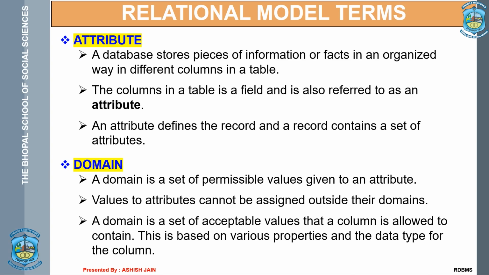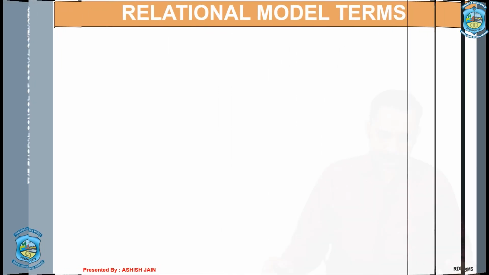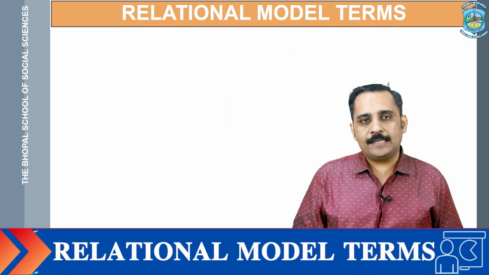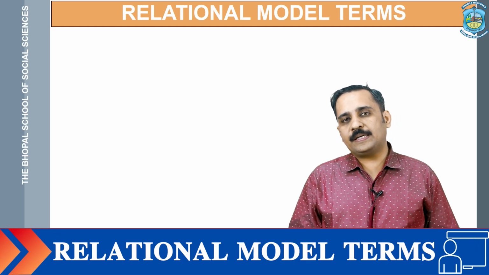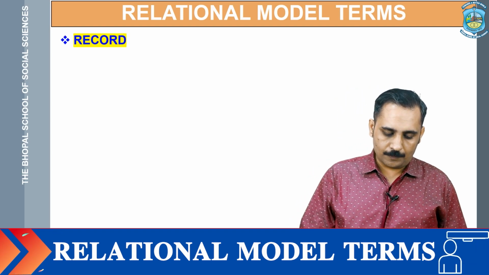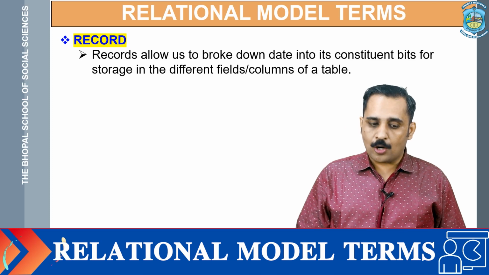And also, a domain can be represented as a set of acceptable values that a column is allowed to contain. It is based on various properties and data type of the column. So based upon the type of data we need to store in a column, we have different types of domains for that particular column. Then we have the term record.